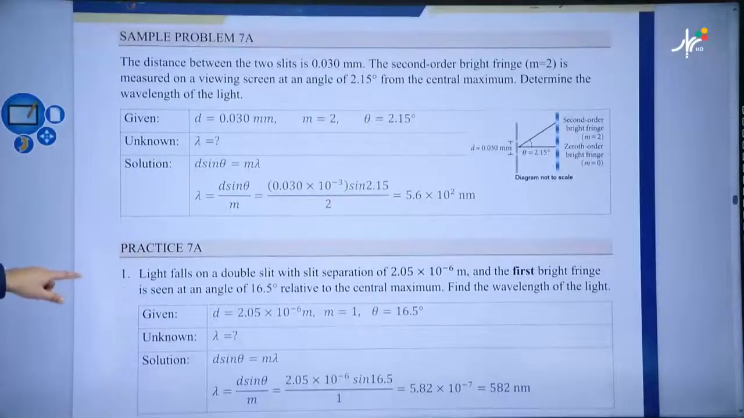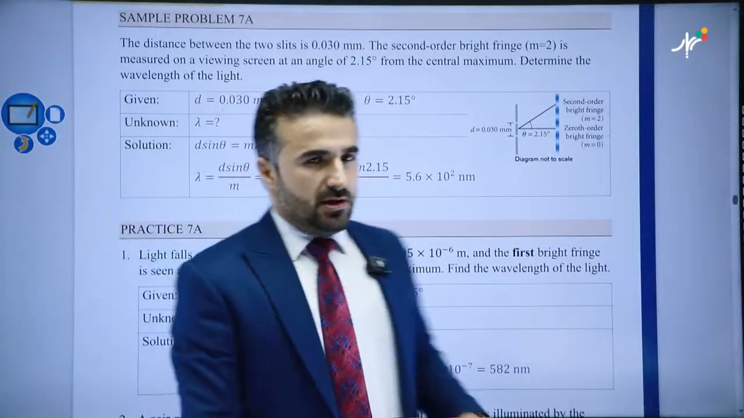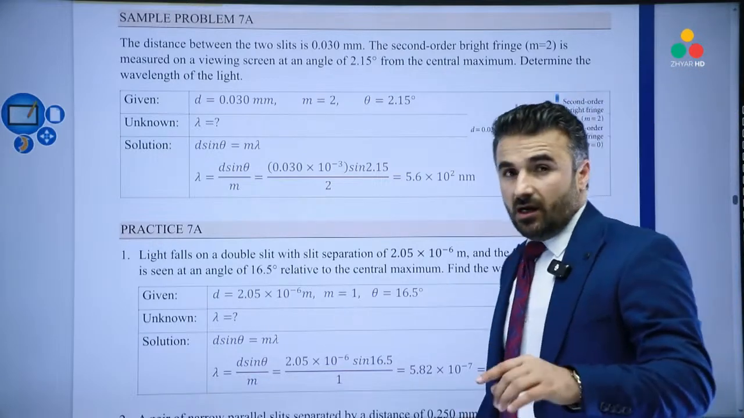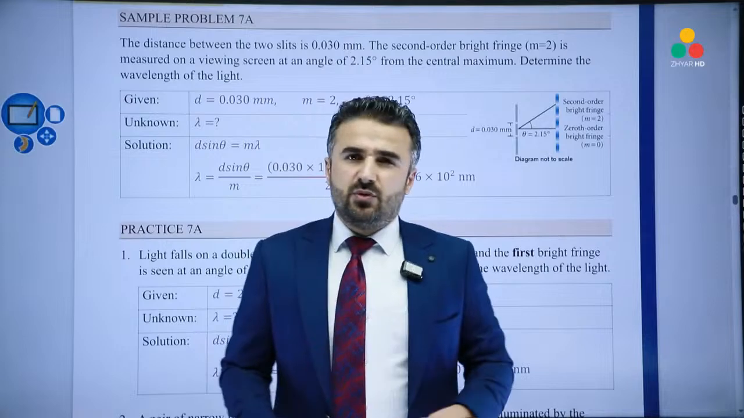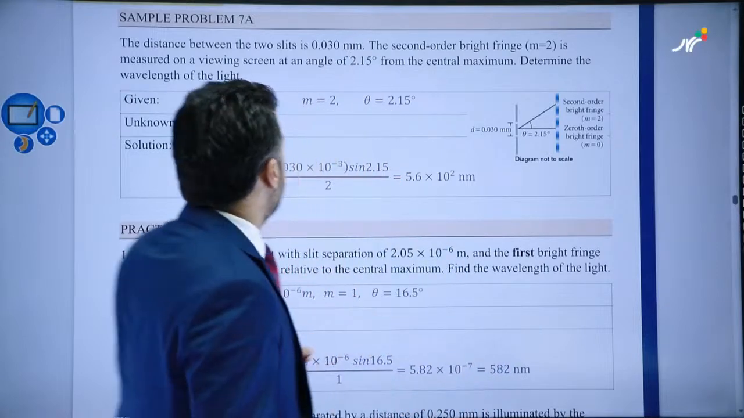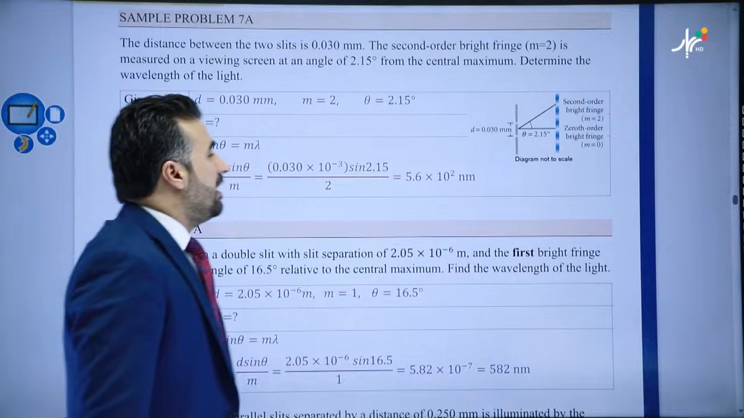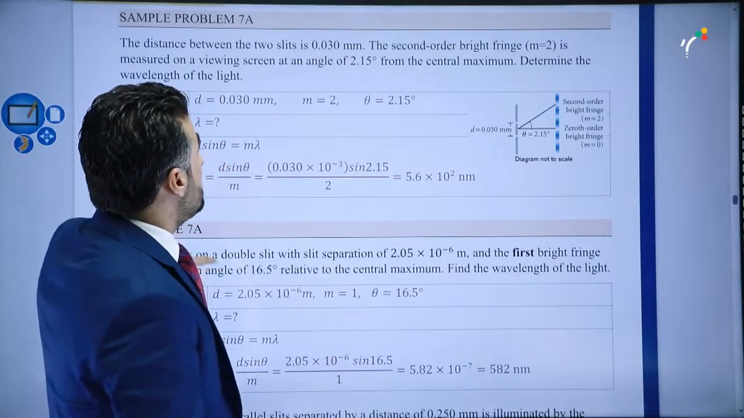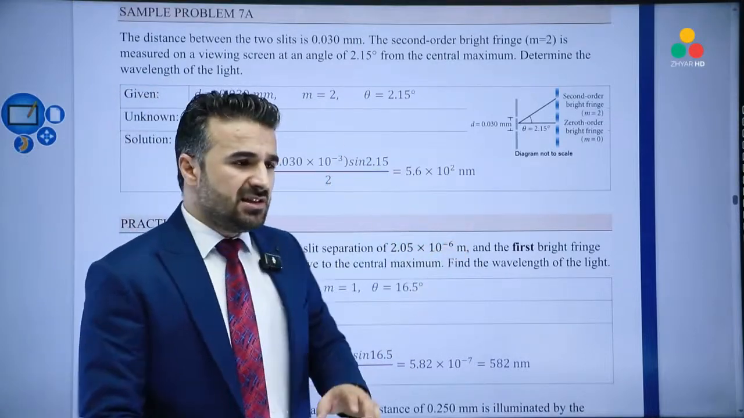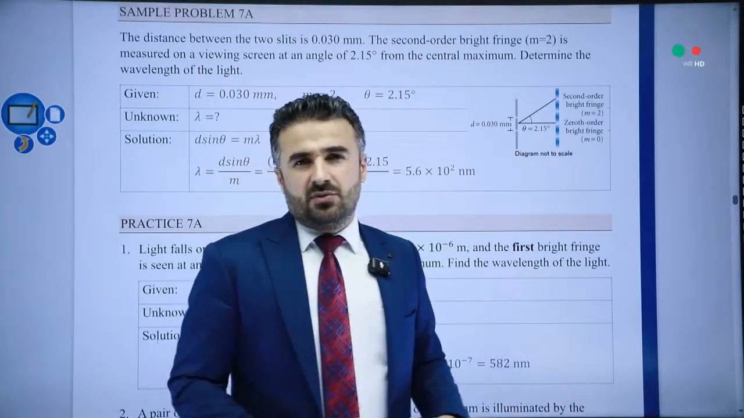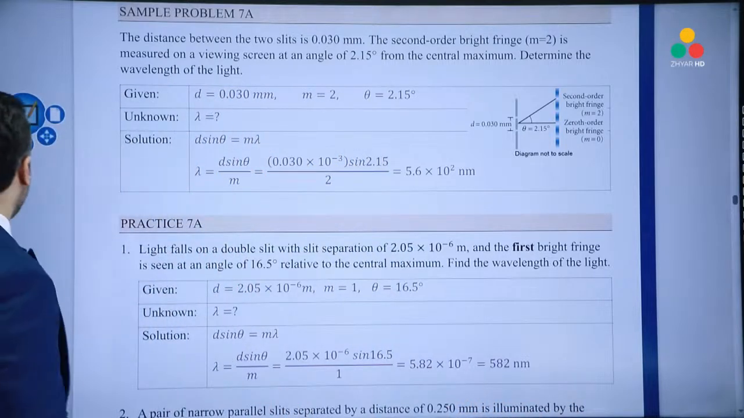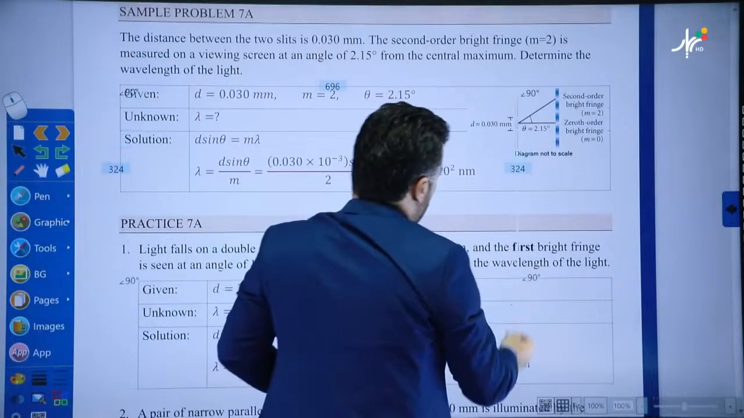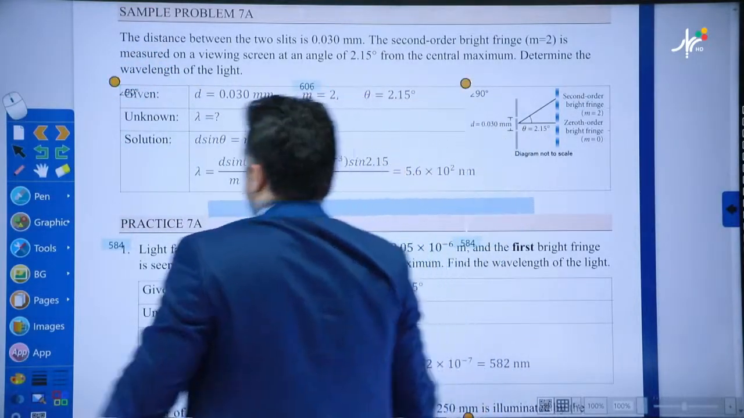Now let's get into some calculations. So that's the example, sample problem 7a. It says the distance between the two slits. We did mention that. The distance between the two slits means d, very good, which is basically 0.030 millimeter. We're going to convert that into meters, times 10 to the power negative 3, very easily. It says the second order bright fringe. As long as it tells you bright, you don't have any problems. You just use whatever is given into the equation and then find whatever has been asked.